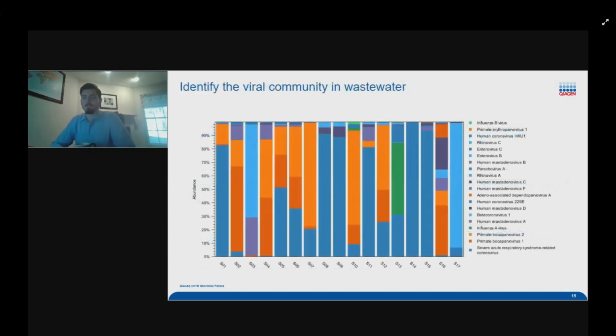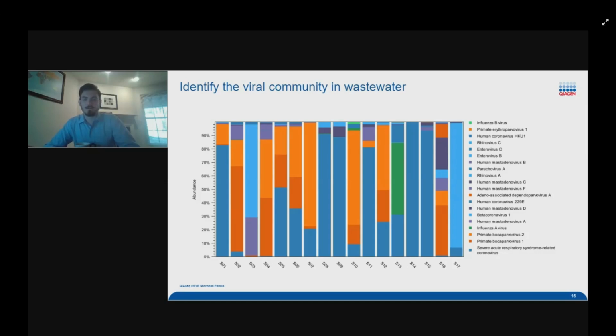Now, we have also done a fair amount of wastewater testing with this panel as well. There's a lot of interest right now in using wastewater for pandemic surveillance, and a lot of people have been doing that recently with SARS-CoV-2 specific sequencing. However, a lot of different public health labs are realizing it would be great to be able to do pandemic surveillance beyond just SARS-CoV-2, because it could easily be the flu or any other respiratory virus that becomes the next pandemic.